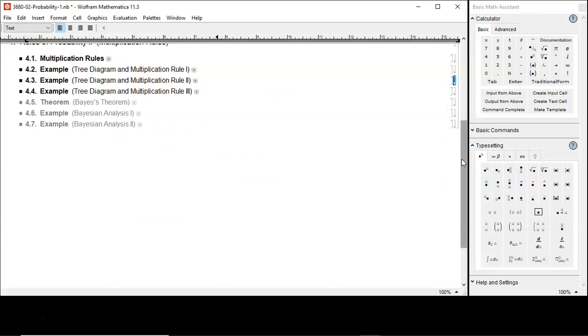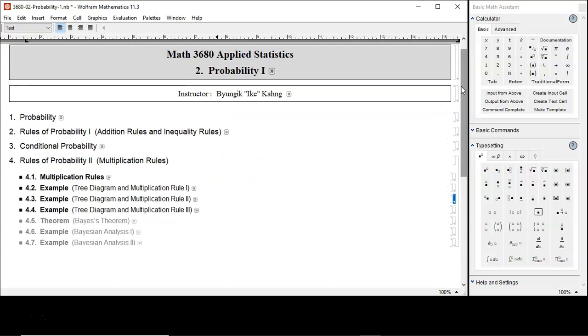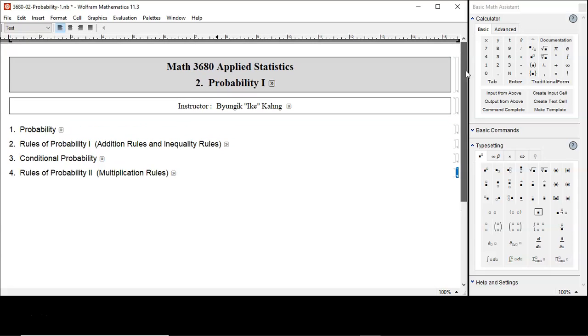So we are done with these 2 topics. And then we are going to talk about the next example and Bayesian analysis in separate videos.